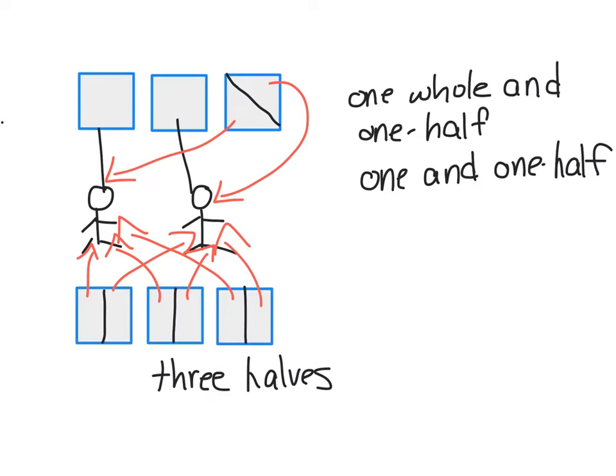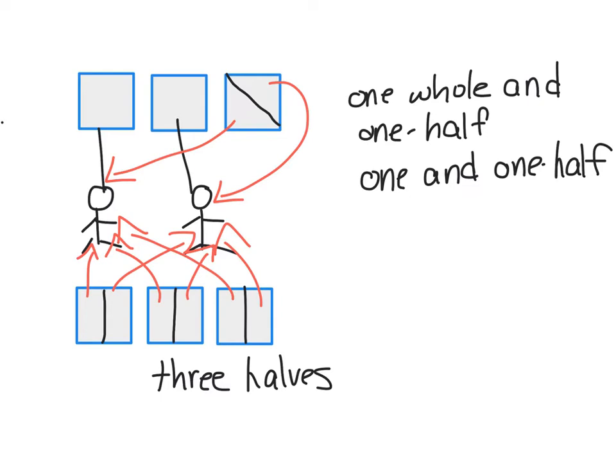So 2 ways you could have done it. We said that if you cut it this way, where there's only one which is cut, each would get 1 whole and 1/2, or we could say 1 and 1/2. And if you cut each of the sandwiches into halves, each would get 3 halves. So I'll show you how to write these answers with fractions.